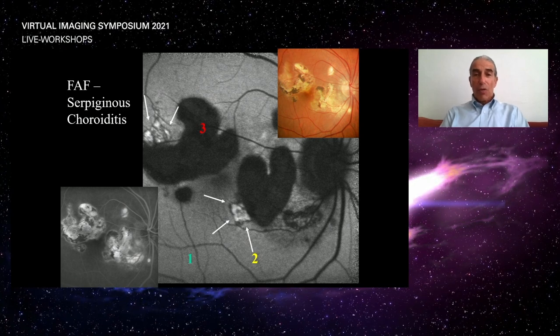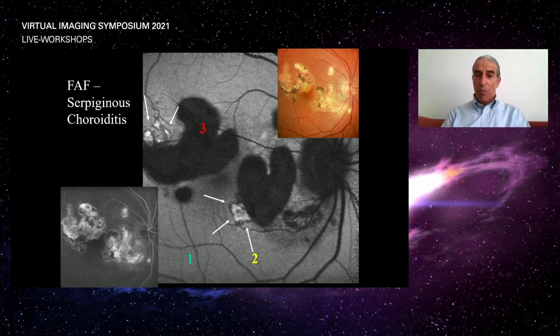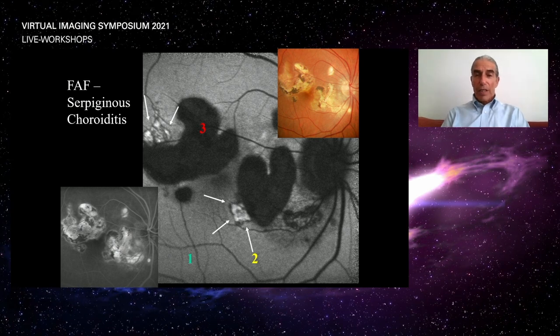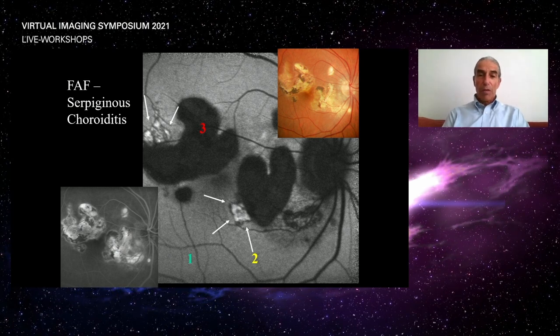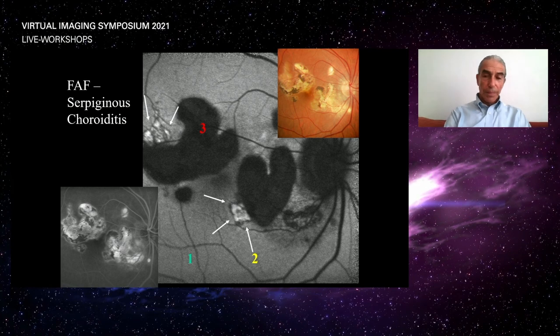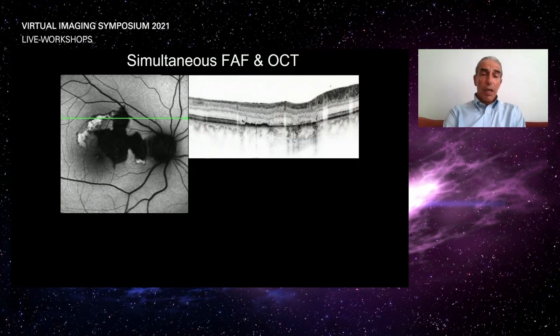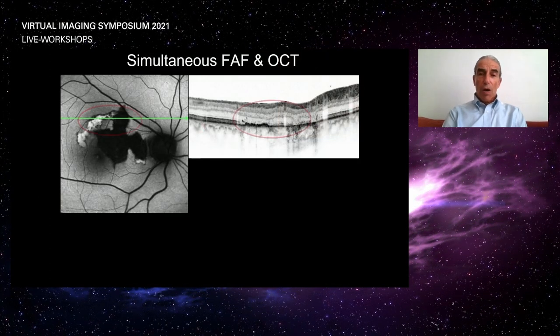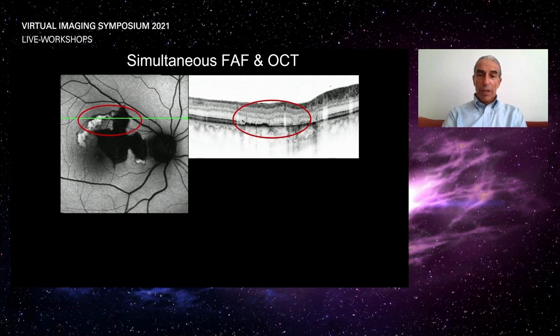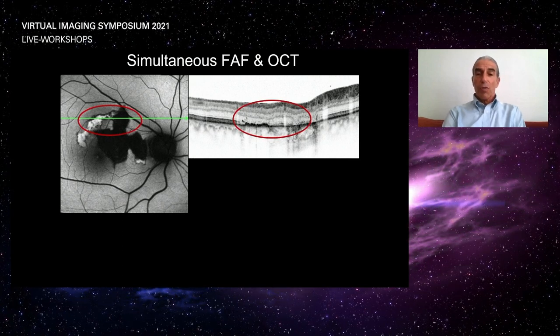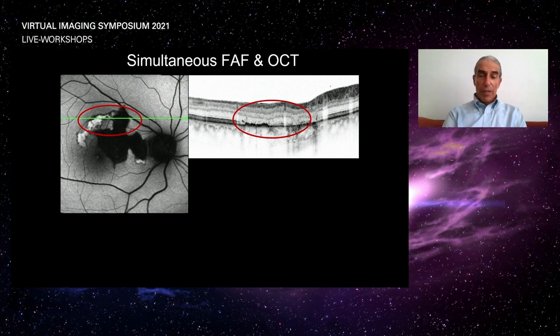So neither the fluorescein on the left on the bottom or the color top right can show us areas of disease activity, whereas autofluorescence dramatically shows that. I think I have one more. Oh, there's another example actually marrying autofluorescence to OCT. And here's where we get truly multimodal imaging in action.